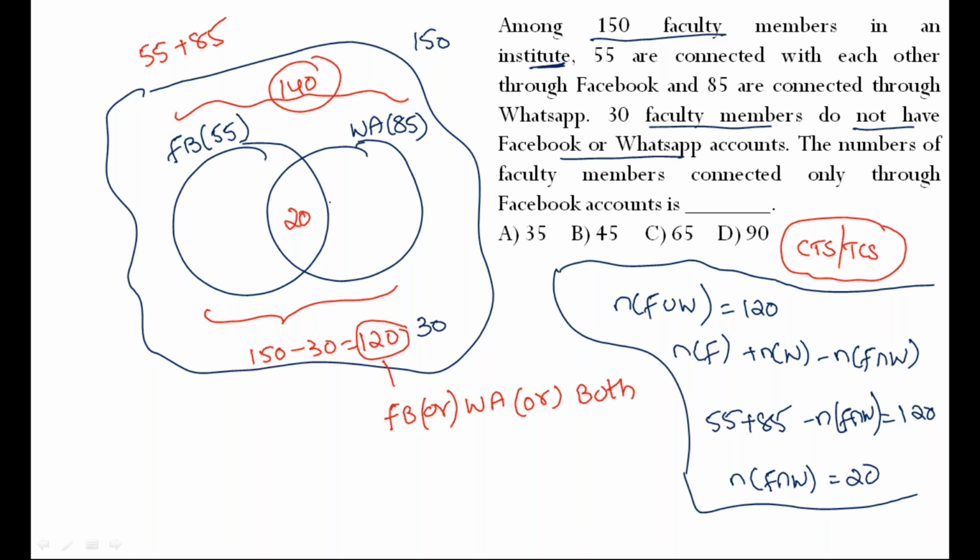Now let's say this entire intersection is 20, and this circle is 55. What is this? It is 35. Okay, 35 is only Facebook, those who are having only a Facebook account. Now this is 85 and this is 20, so this is 65. What is this 65? Only WhatsApp.